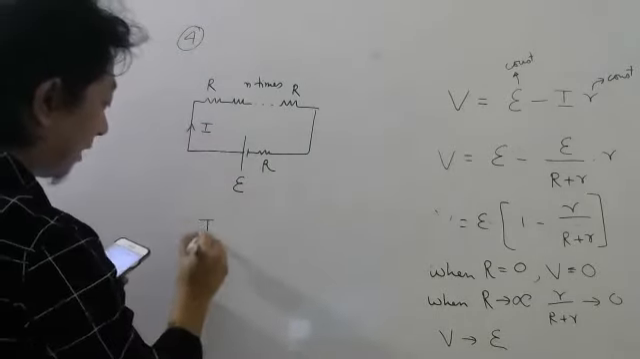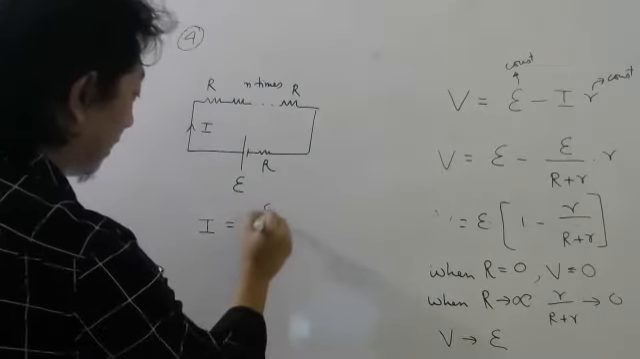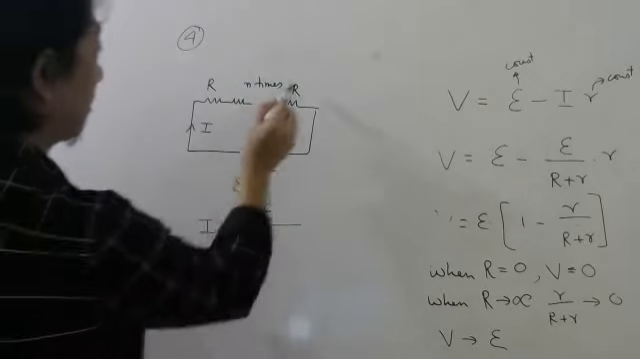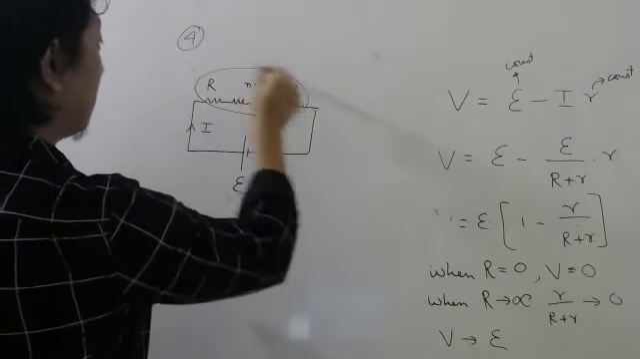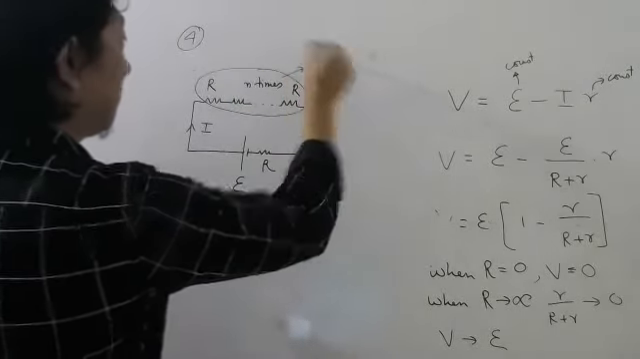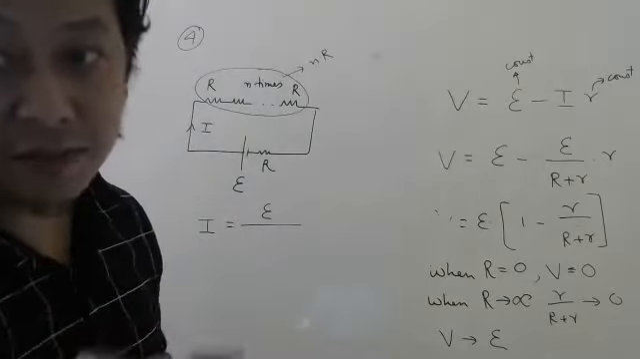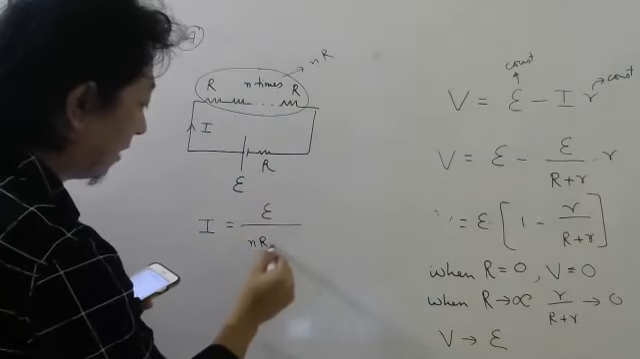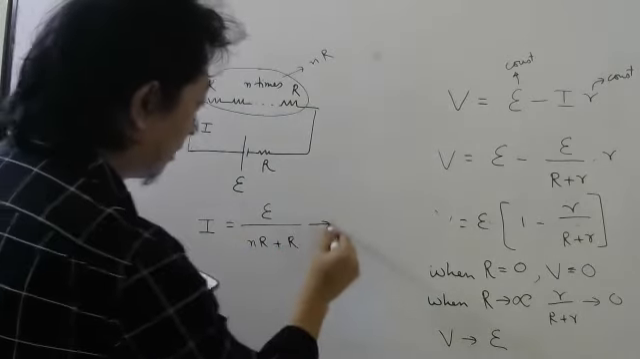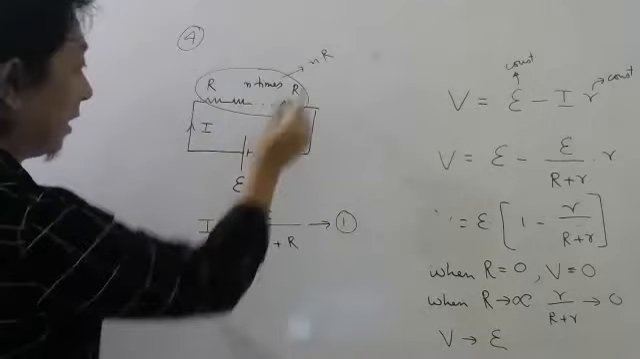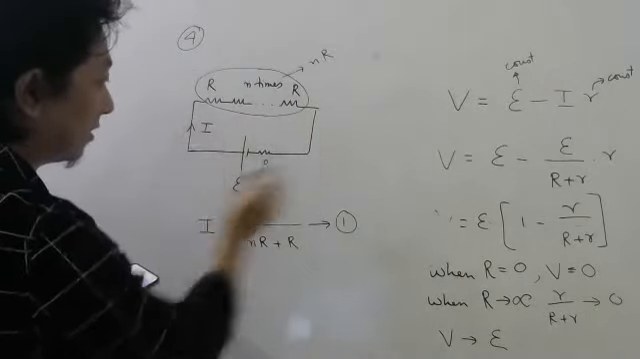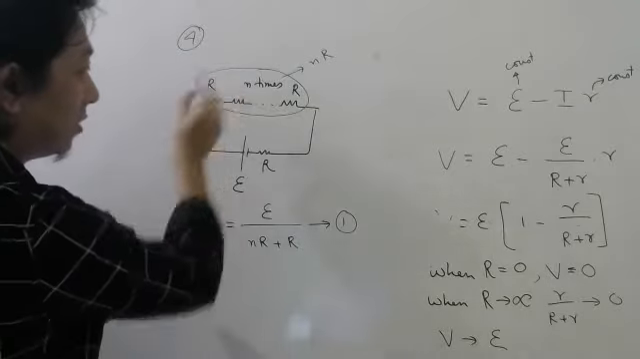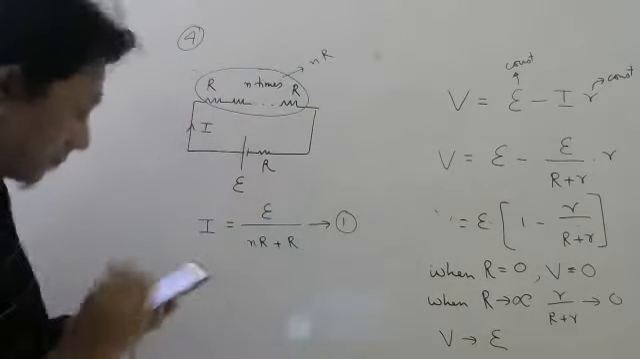Let's try to calculate I. What will be I? EMF divided by total resistance. Total resistance will be how much? This part, total resistance will be NR, R N times in series. So it will be NR. This R is also there. So NR plus R. Equation 1. Because it's series, everybody is in series. Same current is flowing everywhere. So this is also in series with this.